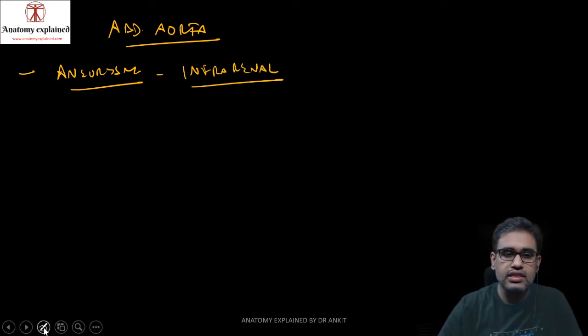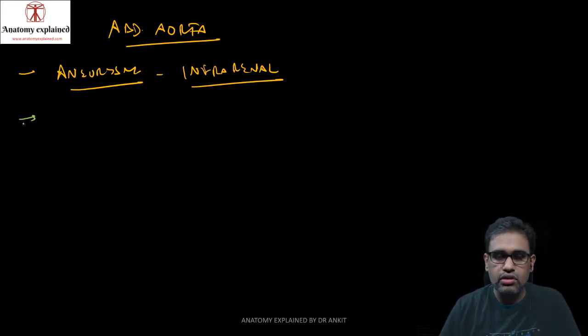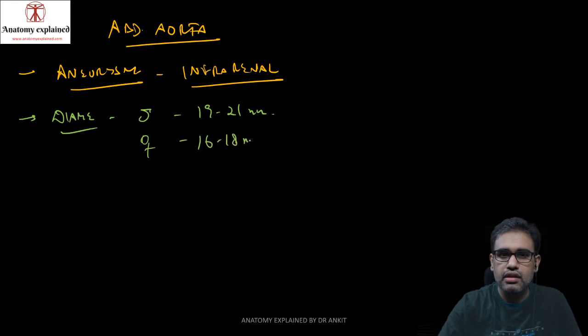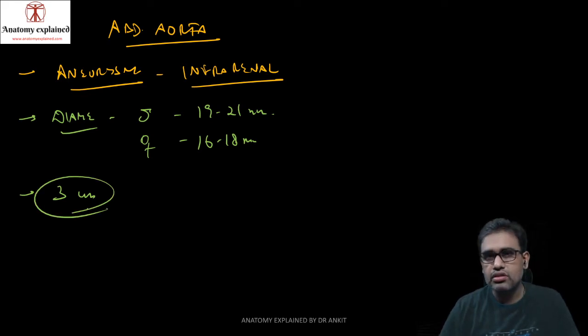So how are we going to understand it? First of all, we should know what the normal diameter of the abdominal aorta is. The normal diameter of the abdominal aorta in males is roughly around 19 to 21 millimeters, and in females it is roughly around 16 to 18 millimeters. So the mean is around 20 millimeters in males and around 17 millimeters in females. The cutoff limit is taken as around 3 centimeters in diameter. So if it is more than 3 centimeters, it is normally an aneurysm.